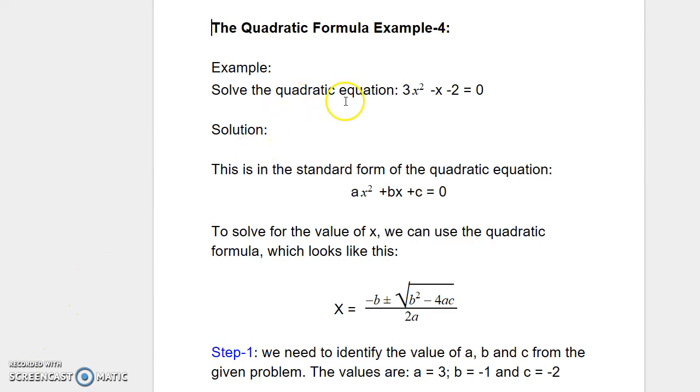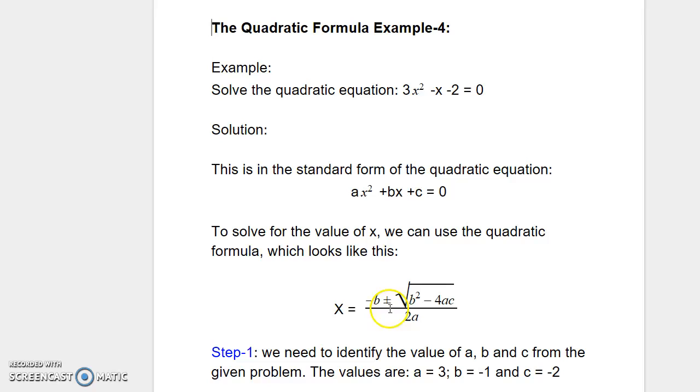Let us say we have a quadratic equation of the form 3x squared minus x minus 2 is equal to 0. So first of all, we want to identify whether the given equation is in the standard form or not. The standard form of a quadratic equation is ax squared plus bx plus c is equal to 0. It is indeed in the standard form. So once it is in the standard form, then we can go ahead and use the quadratic formula.